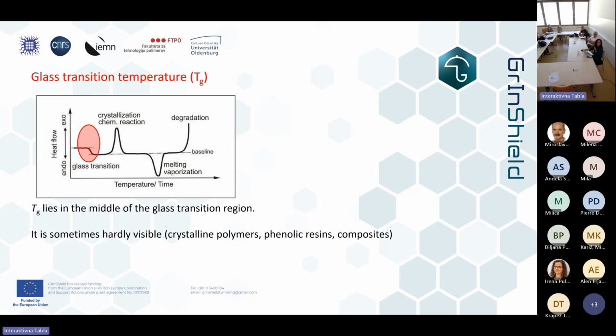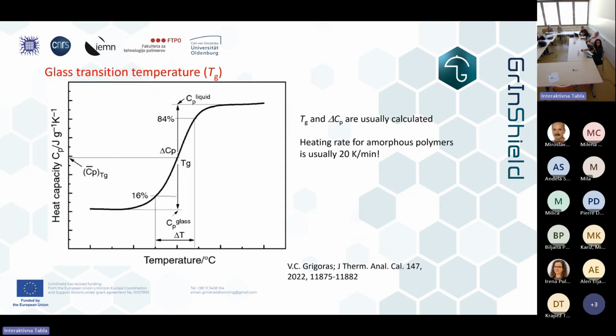Why can we not see it on DSC? Because glass transition is a transition of the amorphous part of the polymer. So if we have a polymer which is 50% crystalline, only 50% of the polymer gives this signal, and that's why it's sometimes very hard to see. This is how we determine it, and usually it is in the middle.